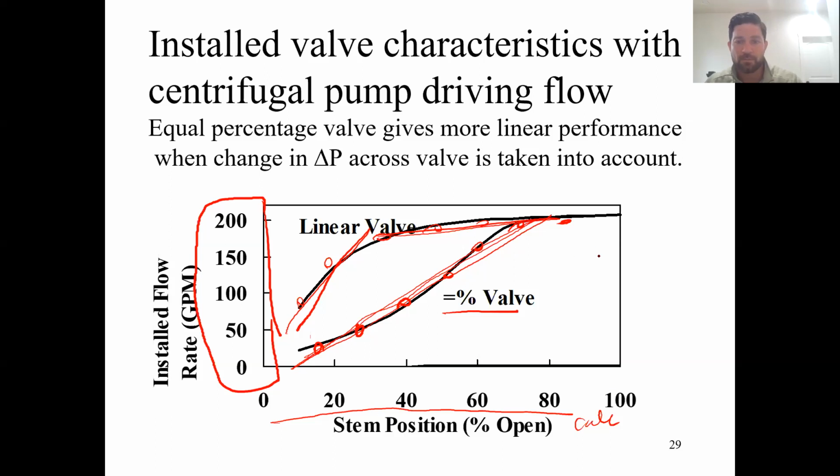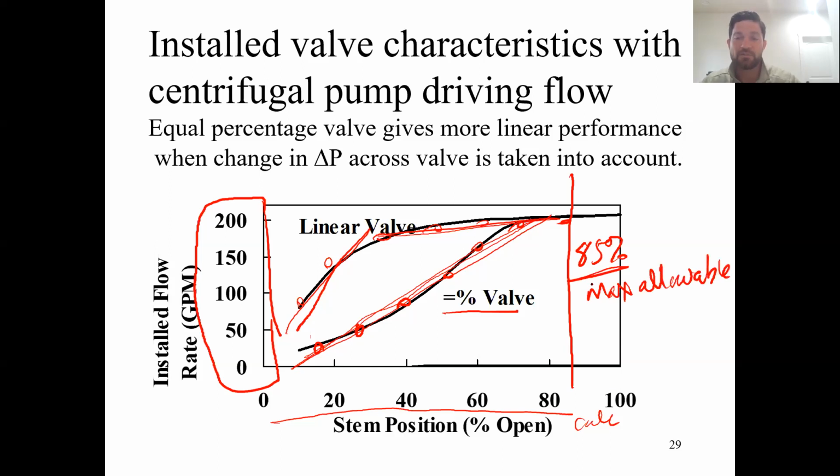A couple other things that are important. Other important heuristics: generally, we don't ever use a valve greater than 85% open. So the maximum stem position, this is important, the maximum stem position that you are allowed to use for this class is 85% open. So this is the maximum allowable.